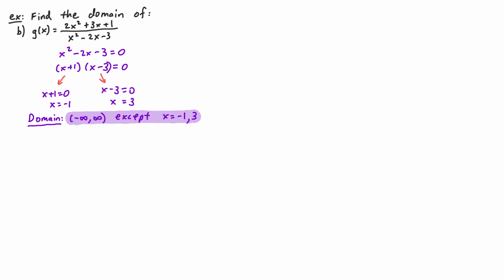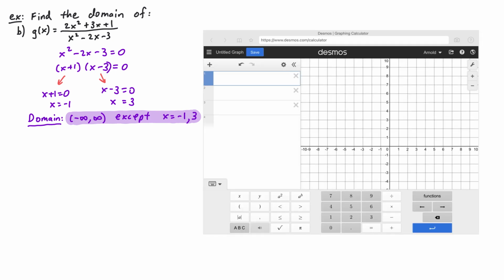Again, let's take a look at the graph of this function. So let's type our function into Desmos. We have the function 2x squared, and then plus 3x plus 1, all divided by x squared minus 2x minus 3.